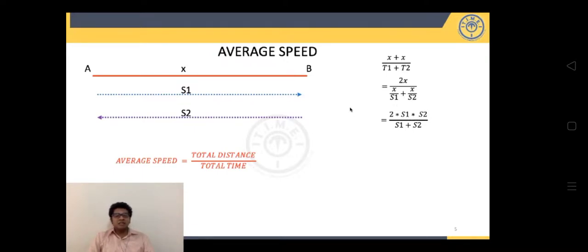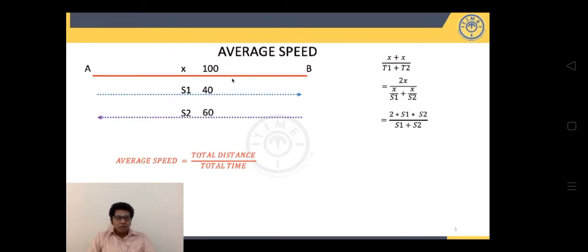Let's take an example. Let's say the distance between A and B is 100 kilometers. A person travels from A to B at a speed of 40 kilometers per hour and the return speed is 60 kilometers per hour. Now what is the average speed? Total distance by total time. Total distance 100 plus 100, 200, divided by total time 100 by 40 plus 100 by 60. I can simplify that, or I have the formula, which is 2 s1 s2 by s1 plus s2.